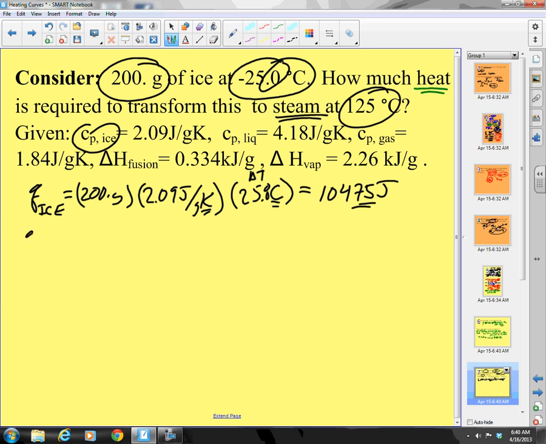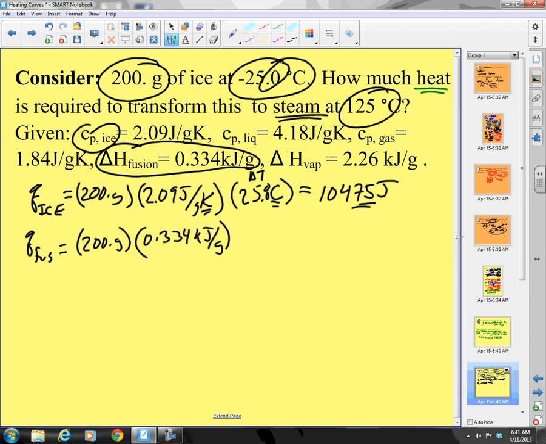Okay, fusion. What's my Q fusion? Well, my Q fusion, we said is 200 grams times delta H fusion. And it looks to me like that is 0.334 kilojoules per gram. Easy. 200 times 0.334 equals 66.8. How many sig figs? 3. I'm going to carry another fig, and we'll round that later if we have to. Kilojoules. Good.